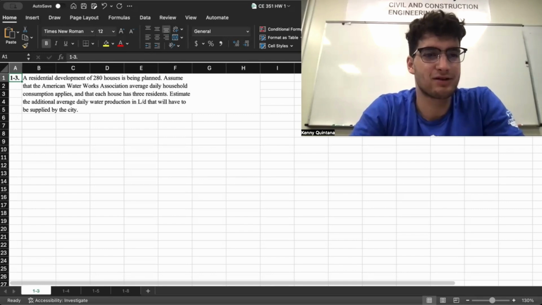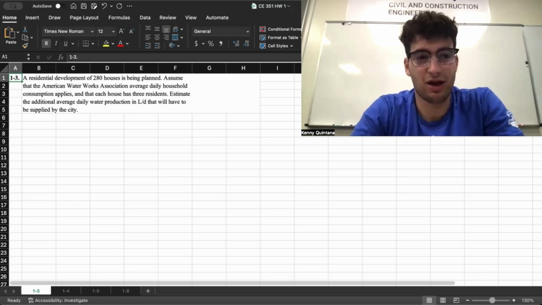1-3. A residential development of 280 houses is being planned. Assume that the American Water Works Association average daily household consumption applies and that each house has 3 residents. Estimate the additional average daily water production in liters per day that will have to be supplied to the city.